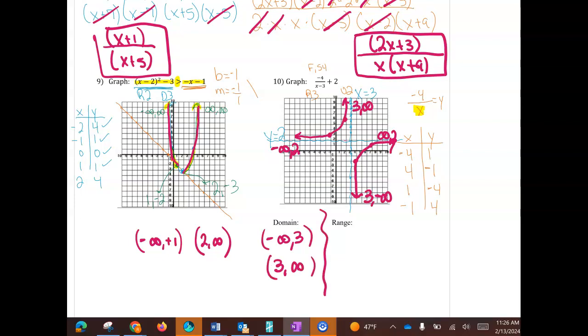And then my range is going to be, let's see, negative infinity to 2, and then 2 to infinity. All right, that is your practice.